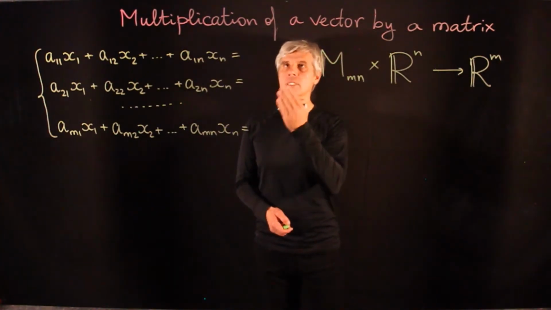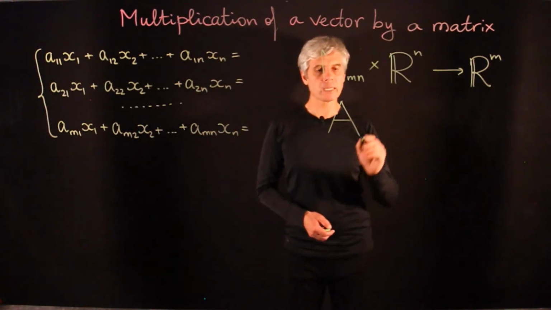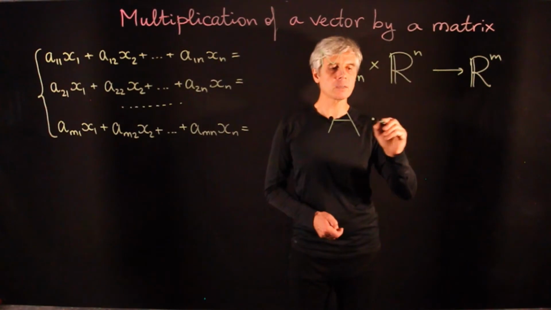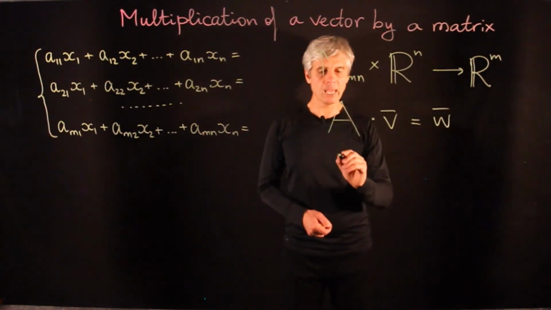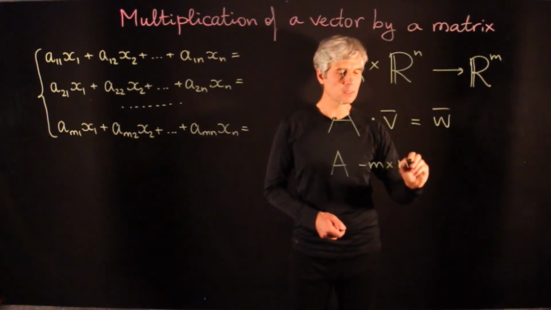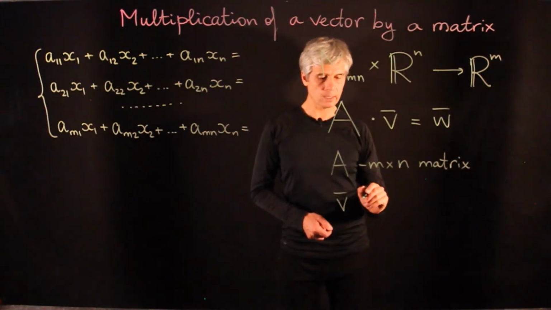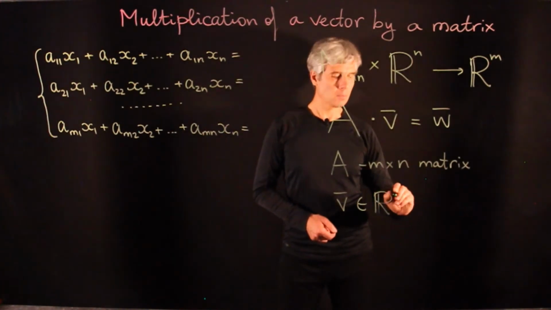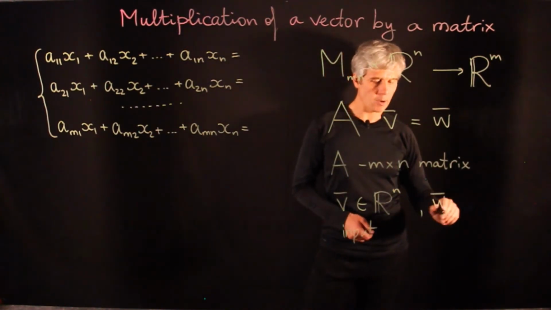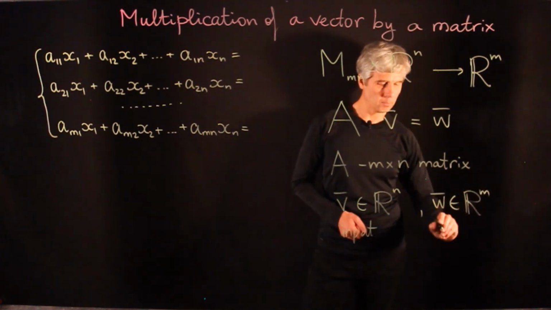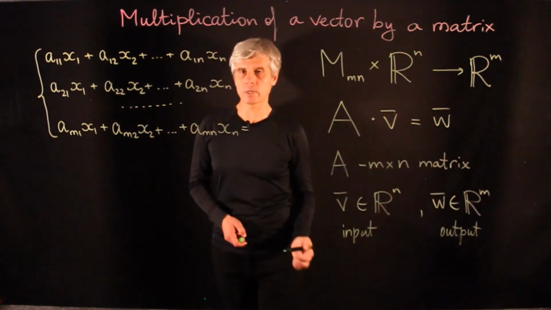This operation is called multiplication of a vector by a matrix. And so the way we write it is we write a matrix times a vector, so it could be x or v, right? And the result is going to be another vector w. So here A is an m by n matrix. V is a vector with n components. And so this is input. And W is our output, a vector with m components. Of course, instead of doing this over real numbers, we can also do it over an arbitrary field.